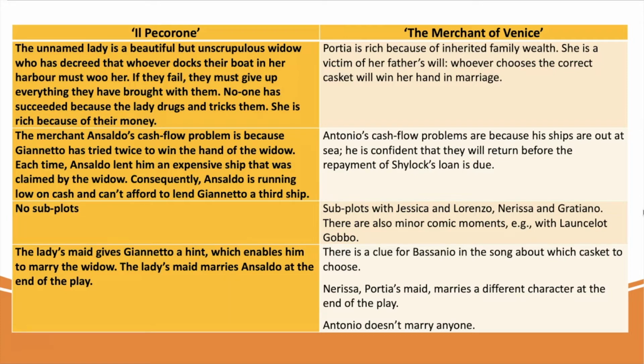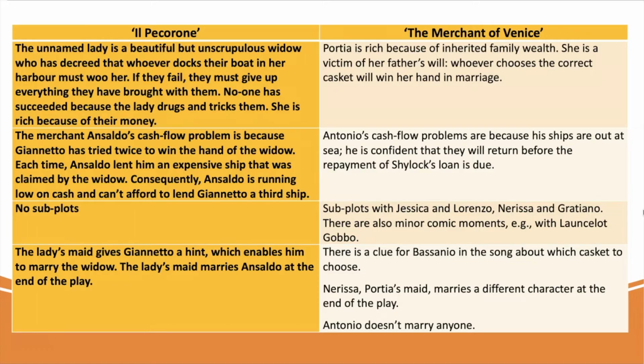In The Merchant of Venice, Antonio's cash flow problems are because his ships are out at sea. He's confident that they will return before the repayment of Shylock's loan is due. In the original text, there are no subplots, but in The Merchant of Venice, there are subplots with Jessica and Lorenzo, Nerissa and Gratiano, and there are also minor comic moments, e.g.